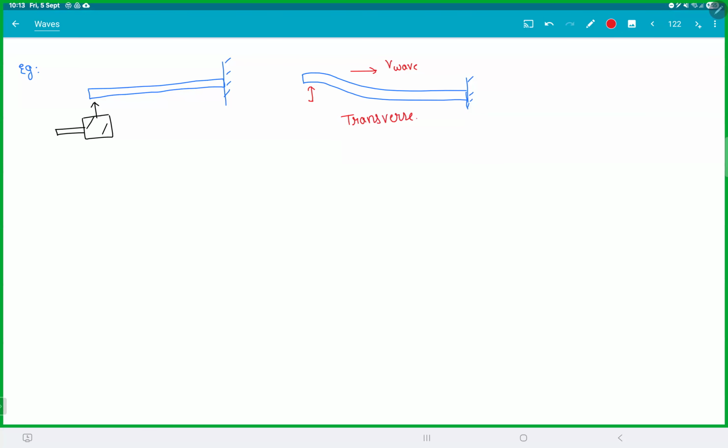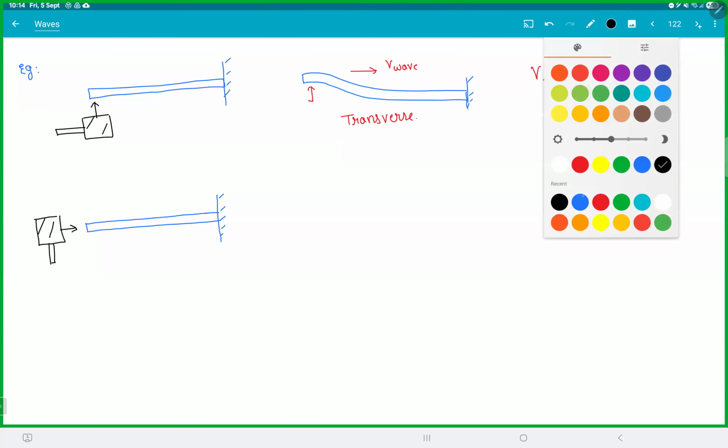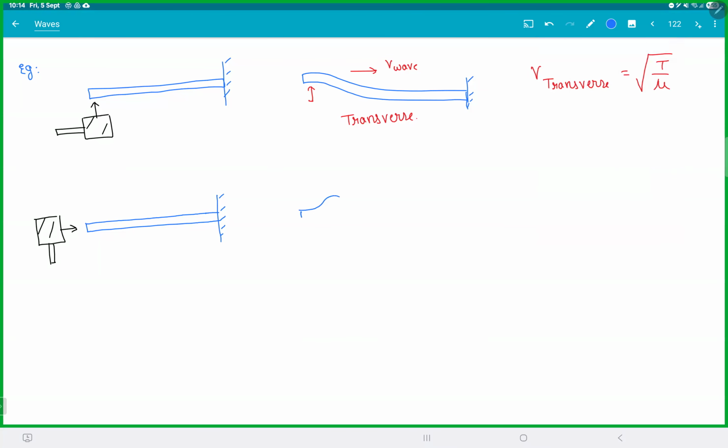Now, if you approximate this to be like a string, you can write this to be root over T by mu. The same rod. If you take the hammer and hit it like this, then you will see a bump.